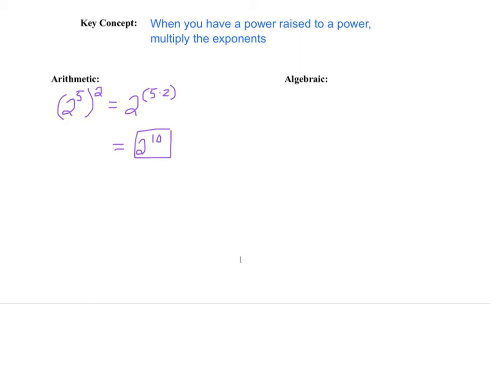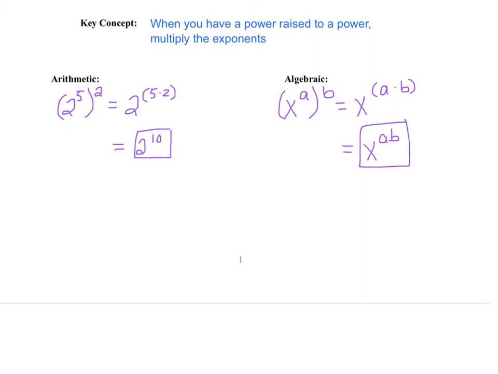Now, algebraically, that's with variables. If I have x and I raise that to the a power, and I'm going to raise that to the b power, all you're going to do is multiply your exponents. You're going to multiply a and b. So you're going to write x, and then raise it a times b. And what's a times b? ab. So your answer would be x to the ab power. And that is your answer.